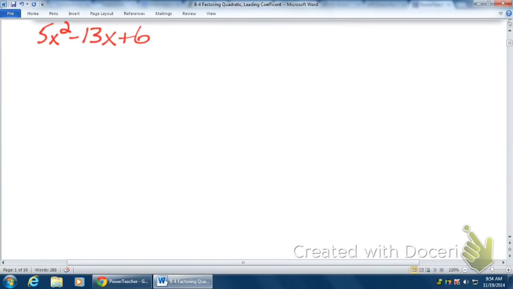So, whenever you have a leading coefficient, a number in front of that x squared, I got a 5 right here, you need to multiply the first term times the last term if you want to think about it. Okay? That gives me 5 times 6 gives me 30. Now, we need to find factors of 30.